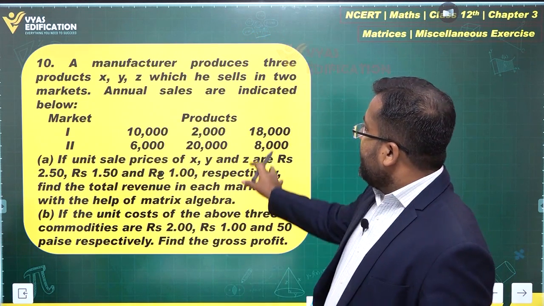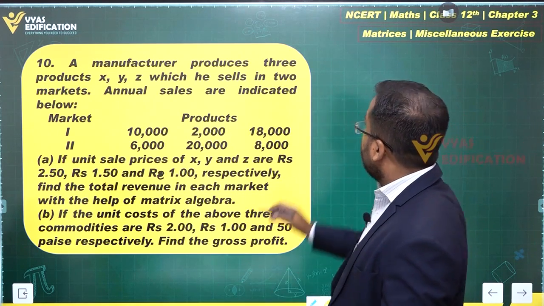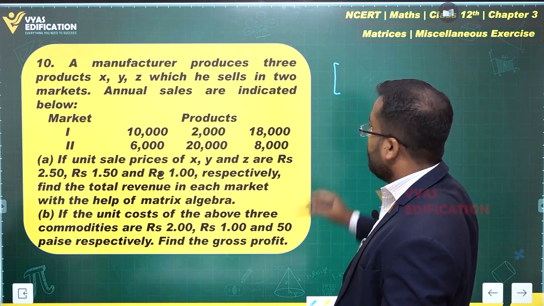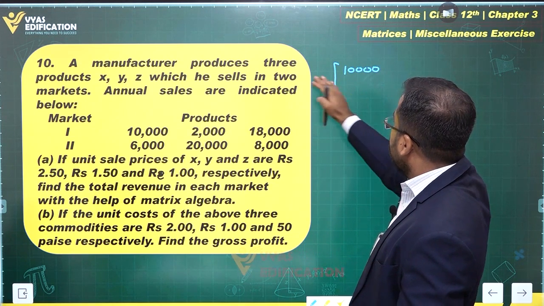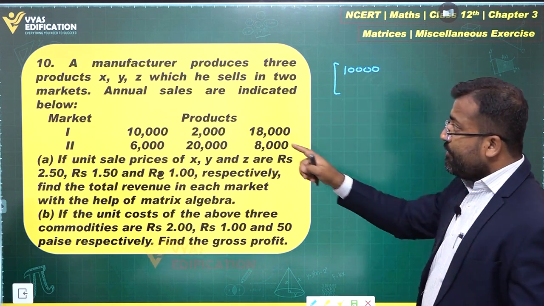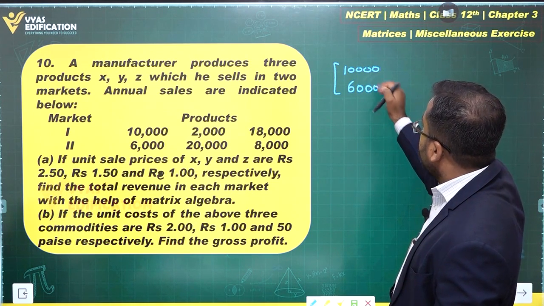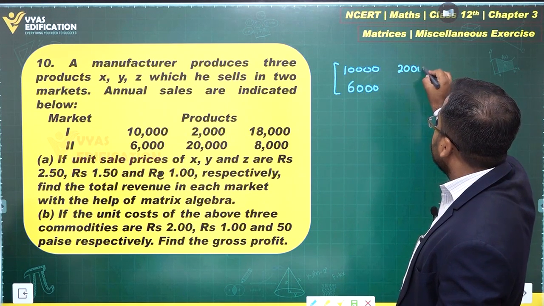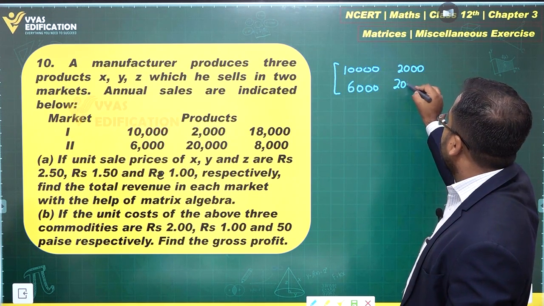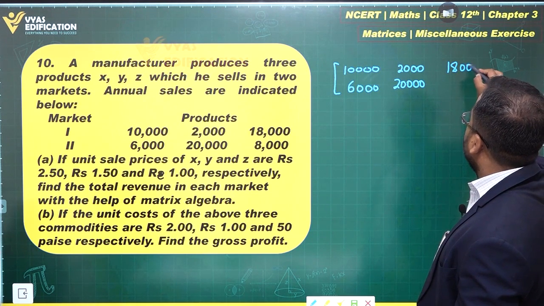So this matrix is clear. One matrix will be obtained from here. This is 10,000. The first row will represent the first market. The second row would represent the second market. The first column would represent the first type of product. The second column will represent the second type of product. This is a matrix for sales.